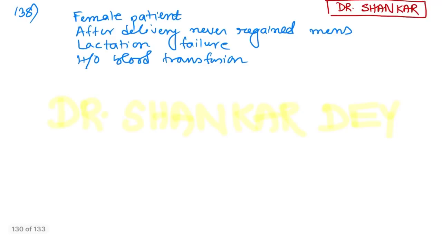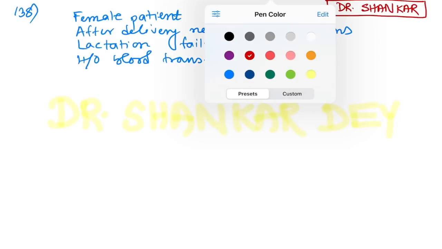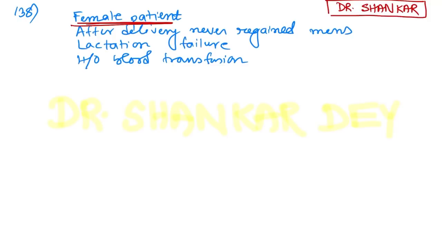Next, a female patient after delivery never regained menses. So a female patient, after delivery, never had menstruation even once. So I know my Hindi is very bad because I am from Bengal, a Bengali. So I know Bengali very well. A female patient who had no menstruation at all after delivery, and there was lactation failure, and there was history of multiple blood transfusion.